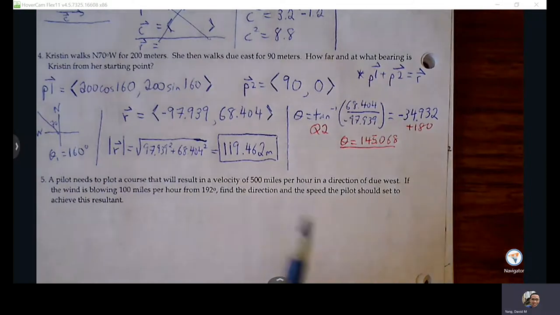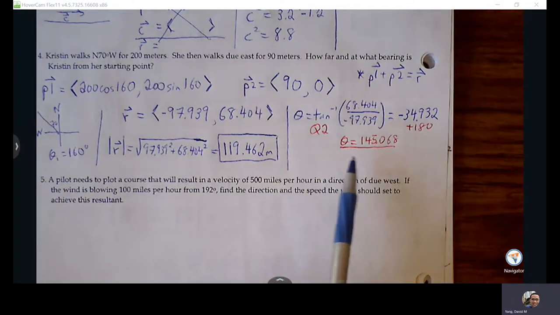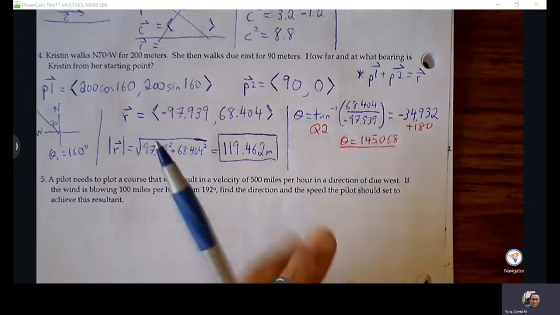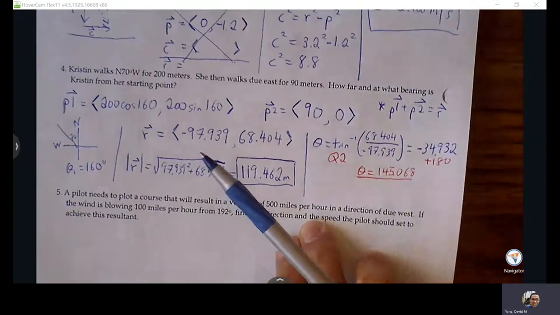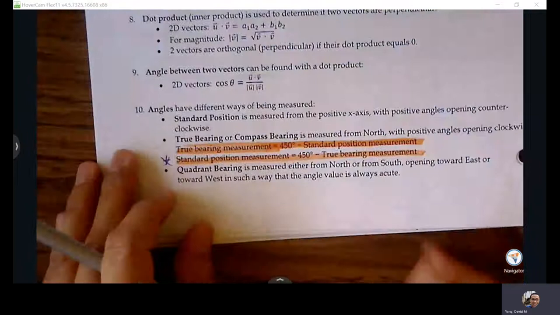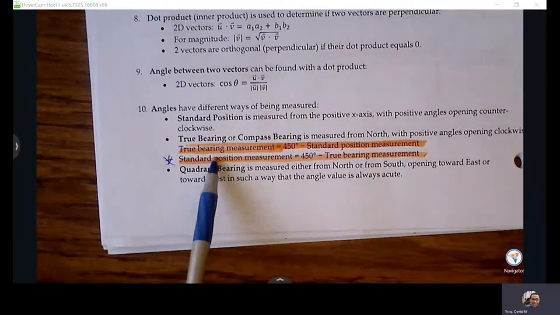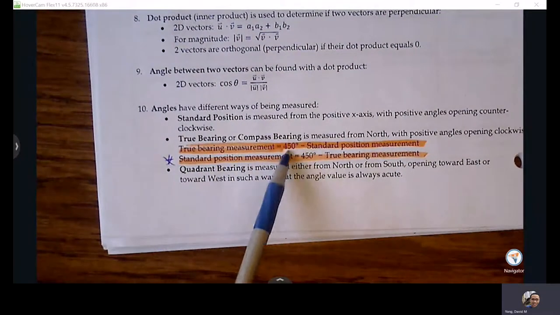Okay, but I have to get into bearings, so I have to figure out that 145 degrees, which is in the second quadrant, and convert it into bearing. So remember how we did bearing, where it was 450 minus bearing equals standard position. If you look on the back page, same idea as well. If I want to find bearing, it's also just 450 minus standard.